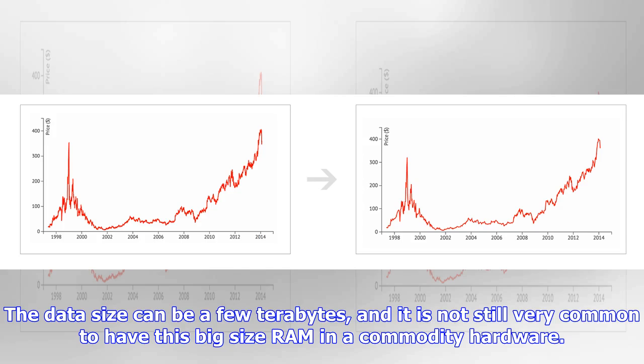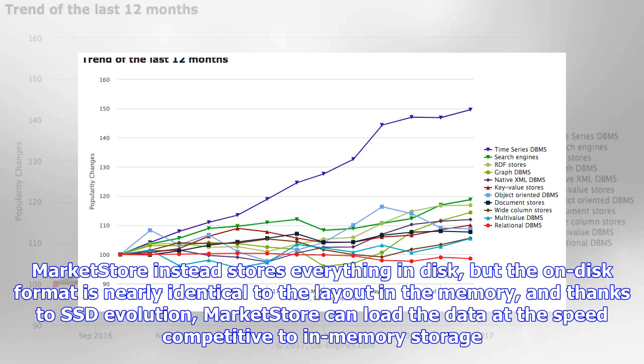The data size can be a few terabytes, and it is still not very common to have this big size of RAM in commodity hardware. MarketStore instead stores everything in disk, but the on-disk format is nearly identical to the layout in the memory, and thanks to SSD evolution, MarketStore can load the data at the speed competitive to in-memory storage.